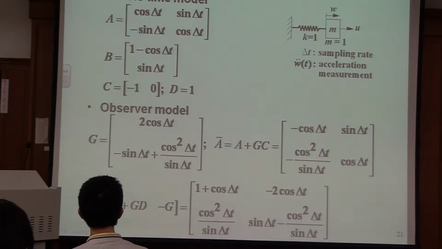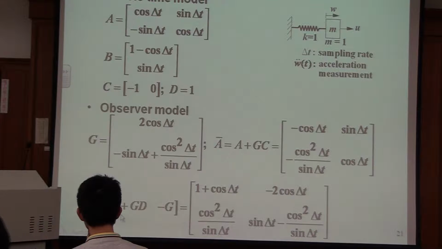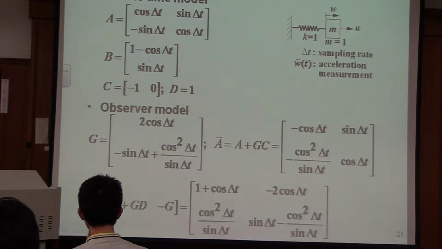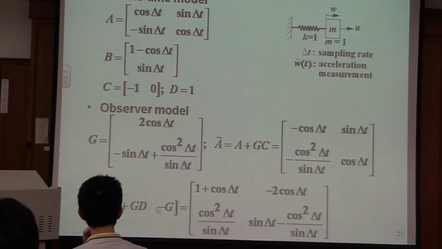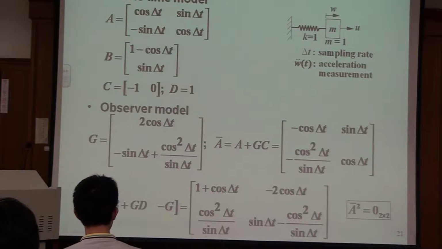All right, and B, now you look at this, B here, original B, we have only a 2 by 1 vector. Now B here, we have a 2 by 2 matrix because we add a minus G here. So B plus GD, that's minus G, and B plus GD will be 1 plus cosine delta t and cosine square delta t, sine delta t. G will be nothing but 2 cosine delta t, sine delta t, minus, because we have minus sign here, so minus this. Now, if you look carefully here, A bar square equal to 0, 2 by 2.